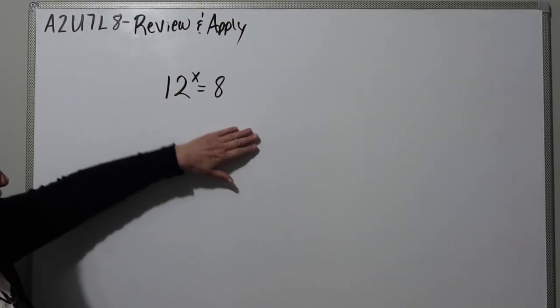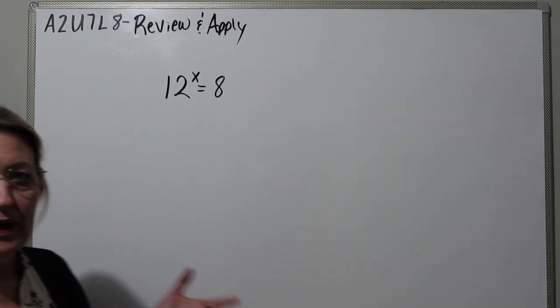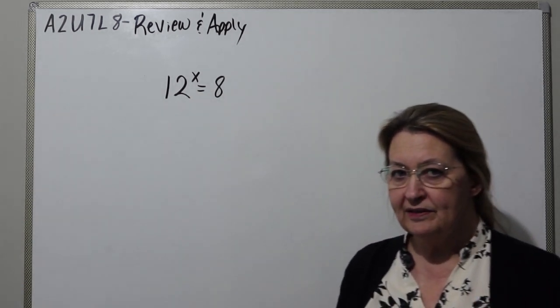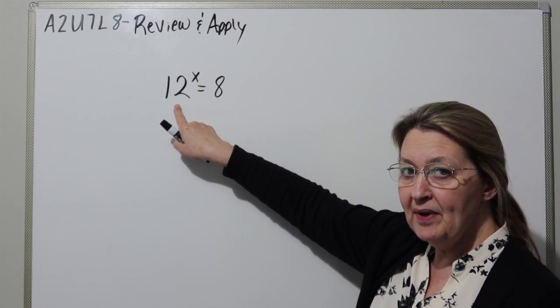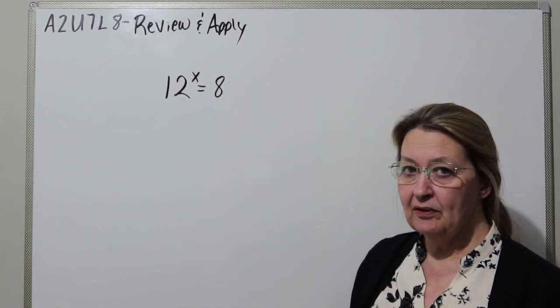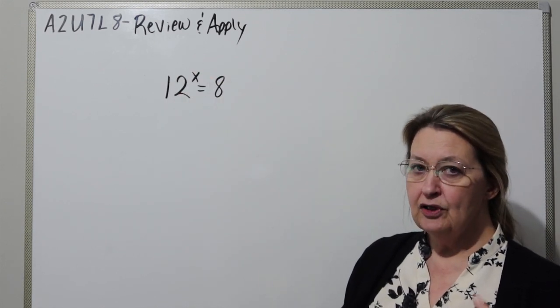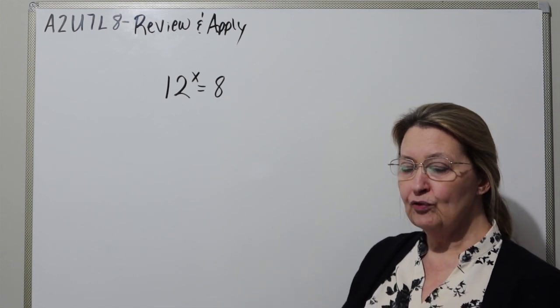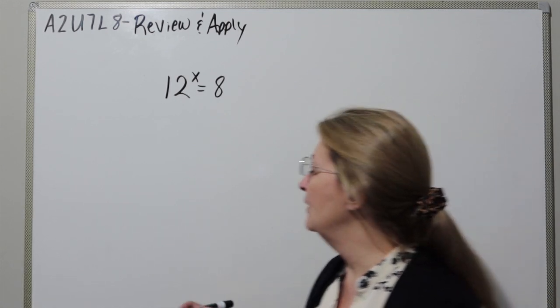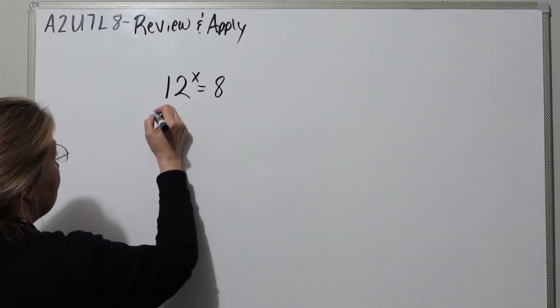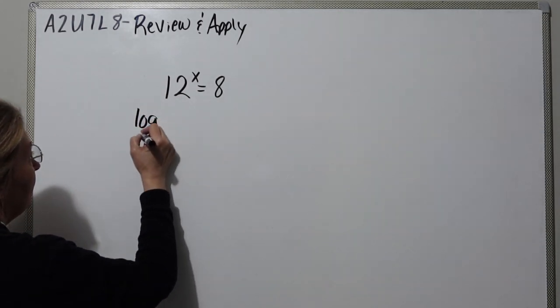Okay, so here's an exponential problem. How do I know it's an exponential problem? What is an exponential? It has a numerical base, a constant base, and a variable exponent. So, I know I can either take the log of both sides or I can rewrite it as a logarithm. I'm going to go with that method. So this is going to be log base.